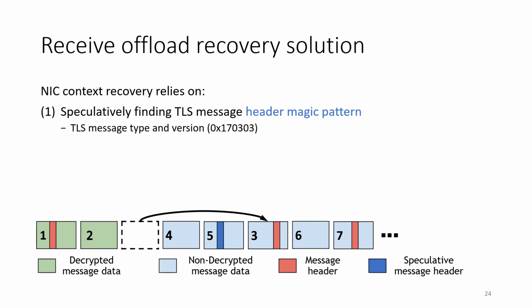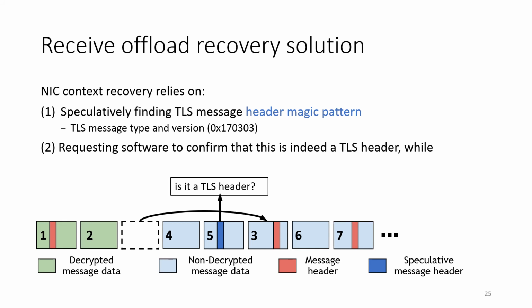To handle context recovery on receive, we combine software and hardware as follows. First, the NIC hardware speculatively finds a TLS record header within the TCP byte stream using a magic pattern that consists of the TLS application data type and version. So following the previous example, after we lost packet 3, we will speculatively identify the TLS header within packet 5. Then, NIC hardware requests software to confirm that indeed it is a TLS header. As software will eventually see all packets in sequence, it will be able to respond to that query.